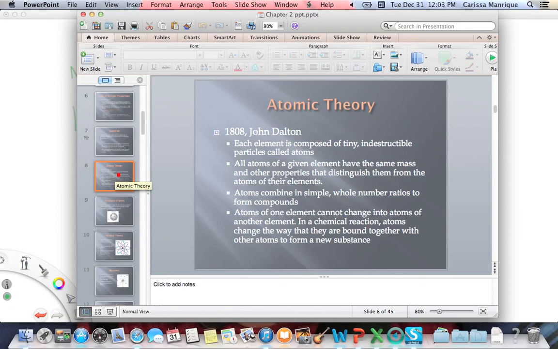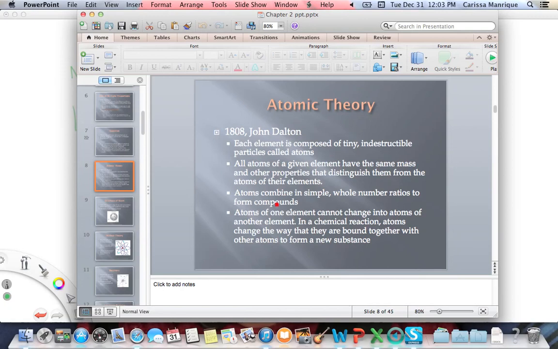So this is what we have together. The atomic theory altogether: each element is composed of atoms. All atoms of an element have the same mass and other properties that distinguish them from atoms of other elements. So a carbon atom is going to weigh differently from a nitrogen atom, which weighs differently from a hydrogen atom. Atoms combine in simple whole number ratios to form compounds.